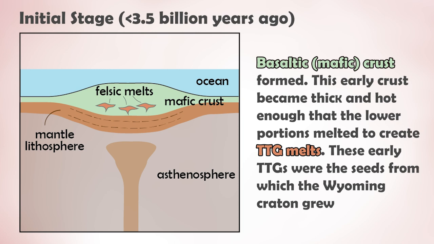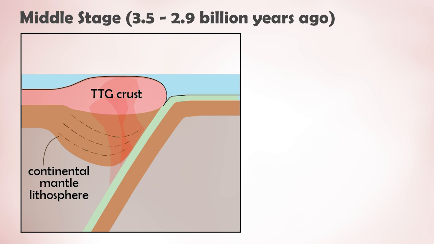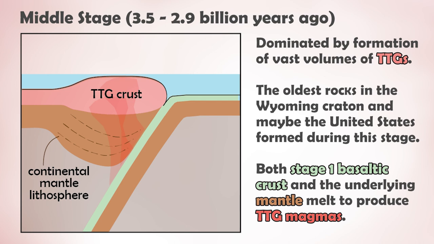The second stage occurred between 3.5 and 2.9 billion years ago, and is dominated by formation of vast volumes of TTGs. The oldest rocks in the Wyoming craton, and maybe the United States, formed during this stage. Both stage 1 basaltic crust and the underlying mantle melt to produce TTG magmas.